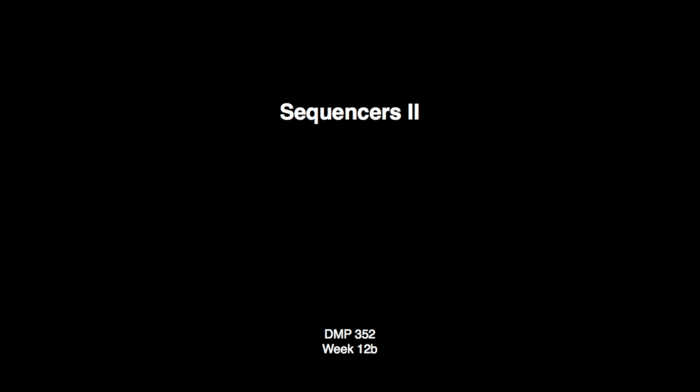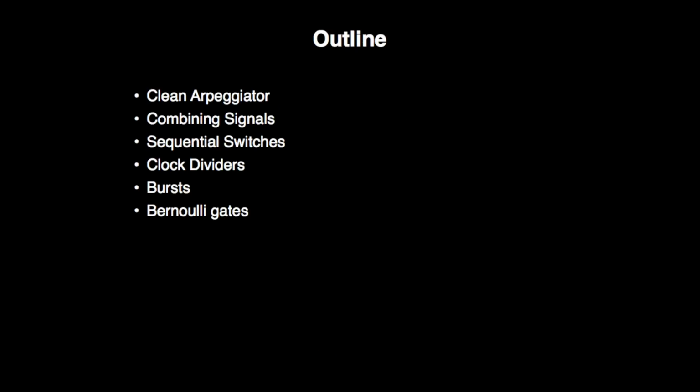Hi everyone. In this lesson we're going to continue our discussion of sequencers, and we're going to do so by talking about a number of miscellaneous subjects that can just help us use sequencers in a more advanced way. So we're going to talk about cleaning up our arpeggiator that we built last time. We're going to talk about combining signals so we can send multiple signals to the same destination. We're going to talk about sequential switches and clock dividers. Those two are really big important subjects that you're going to use a lot when you're working with sequencers. Then we'll talk about bursts and Bernoulli gates.